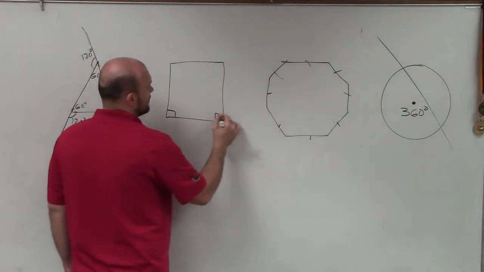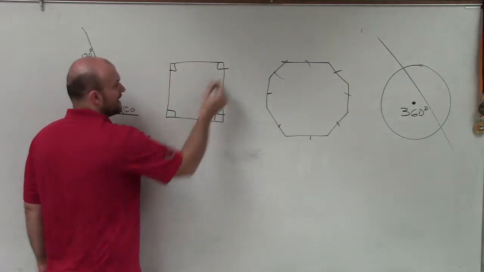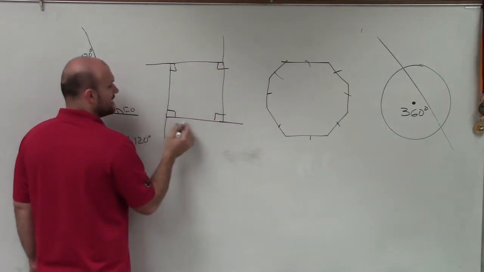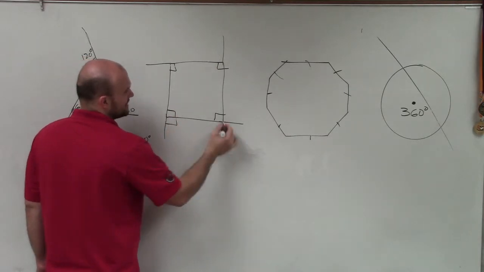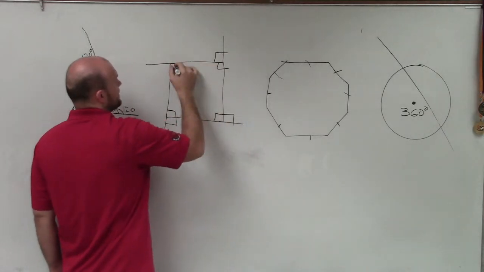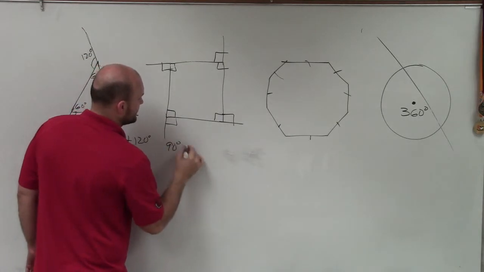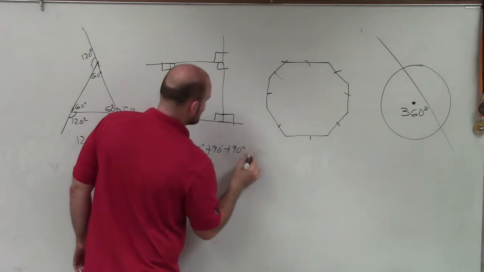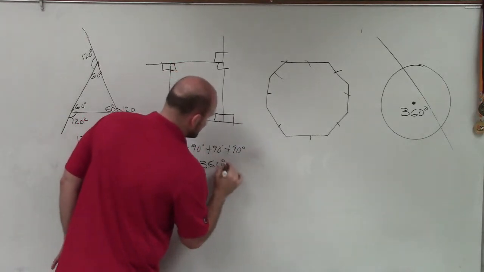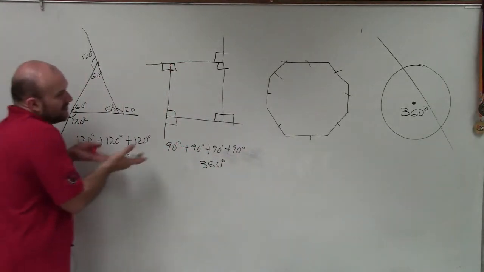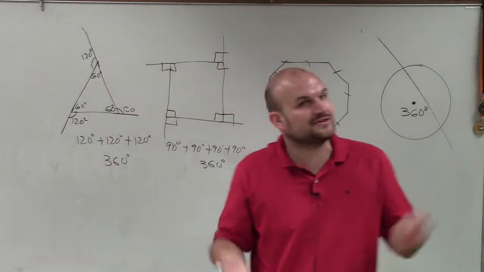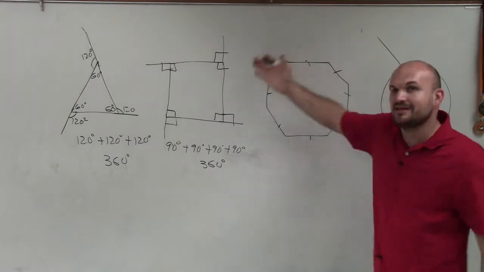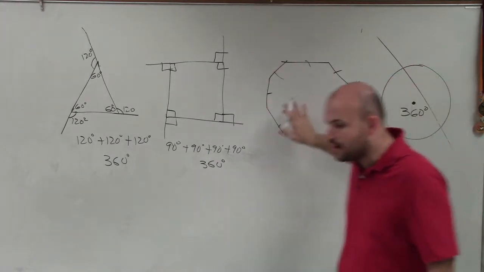Again, if I do that for a square, we know those are all right angles. Finding my exterior angles, I extend, and if that's 90 degrees, then that has to be 90 degrees. That's 90, that's 90, that's 90. And I can say 90 plus 90 plus 90 plus 90 equals 360 degrees. So ladies and gentlemen, it's no coincidence that the sum of all the exterior angles of any polygon is going to be 360 degrees.